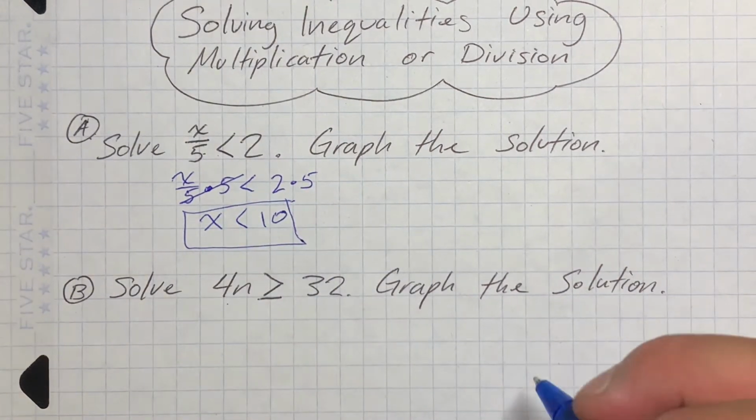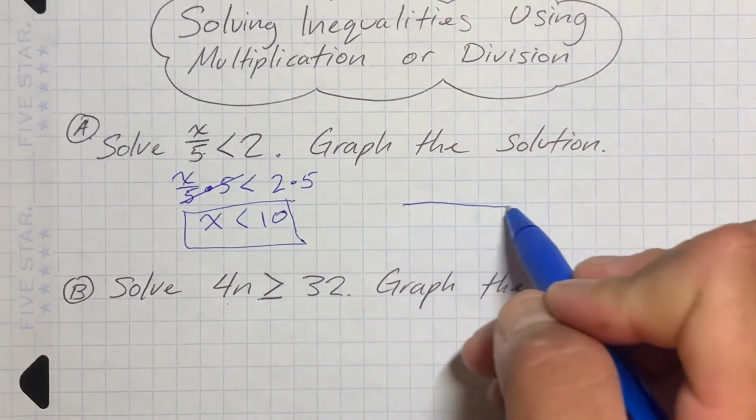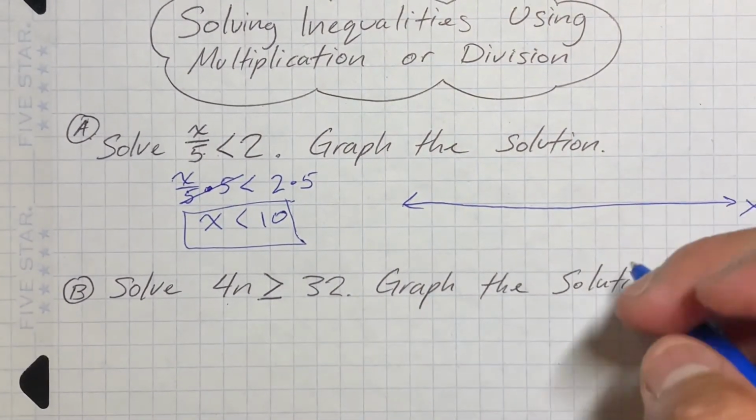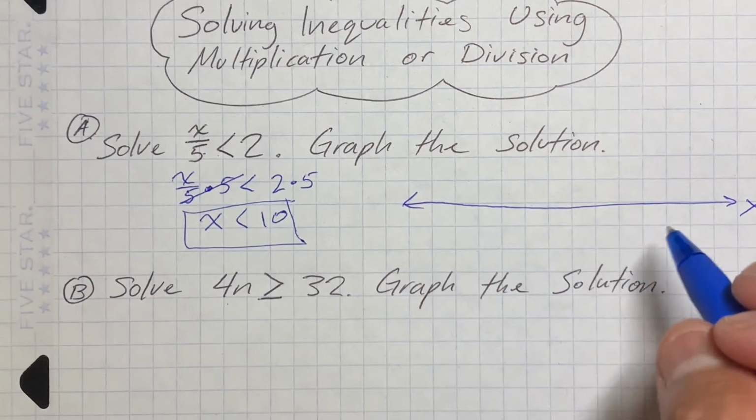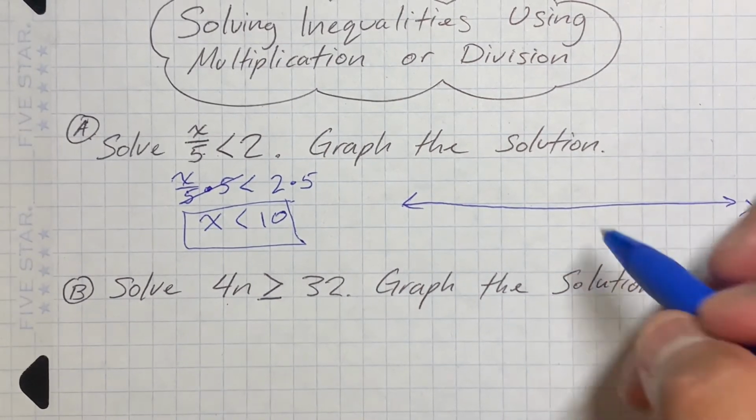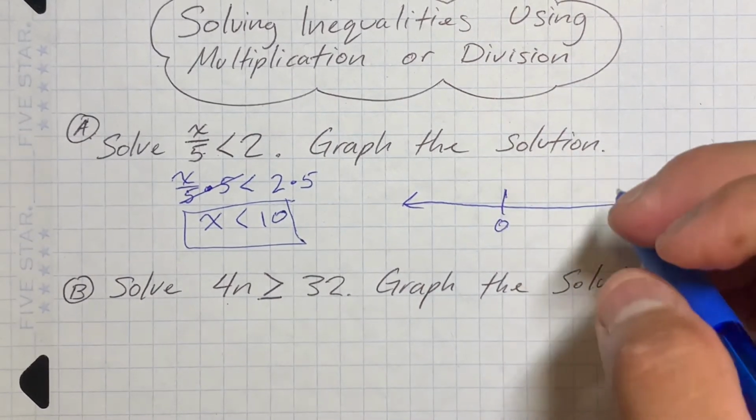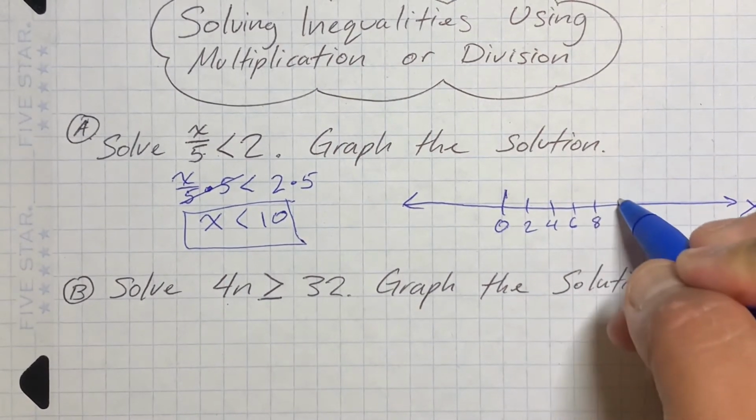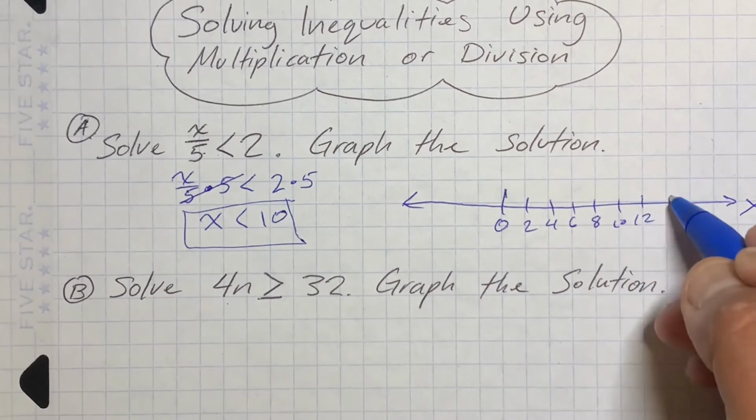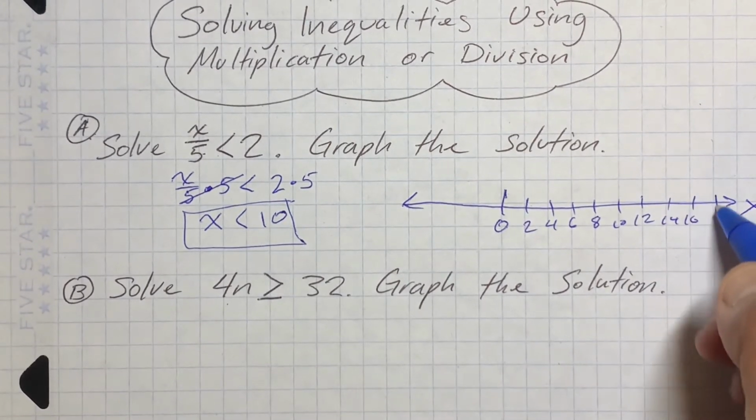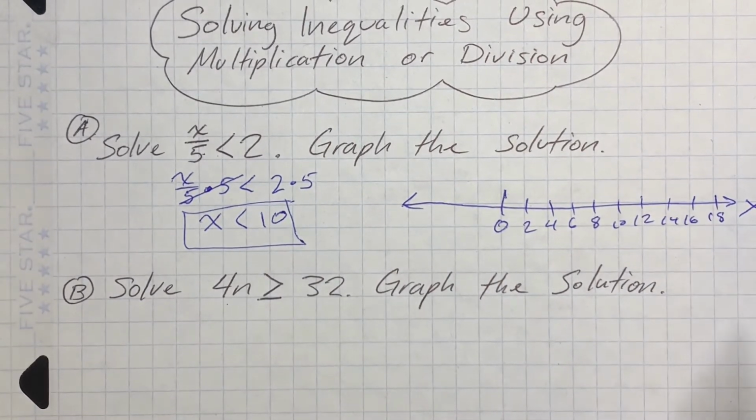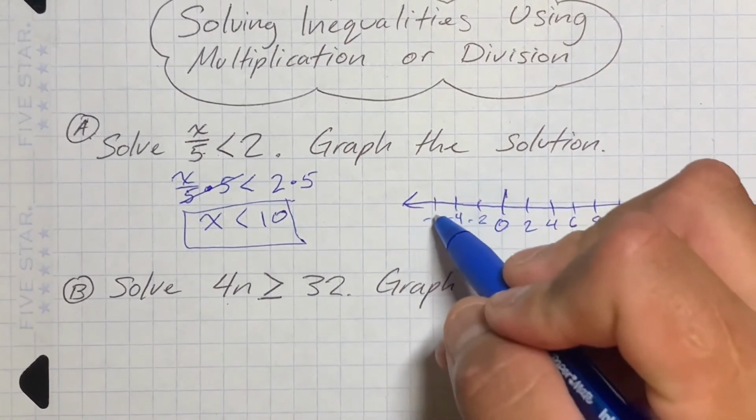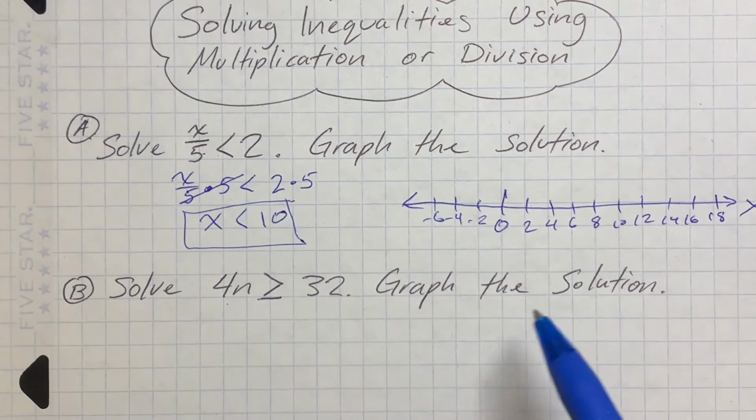Next, we're going to have to graph this. So here's my horizontal number line, your x-axis. Let's call this 0, 2, 4, 6, 8, 10, 12, 14, 16, 18, and so on to positive infinity. Negative 2, they're opposites, negative 4, negative 6, and so on to negative infinity.